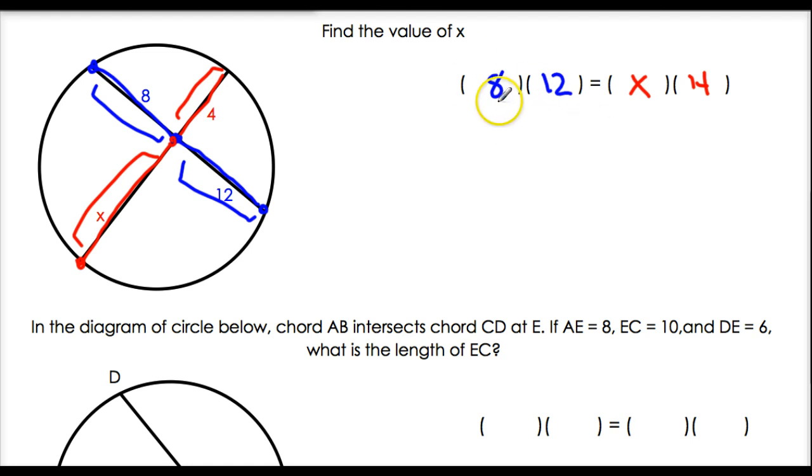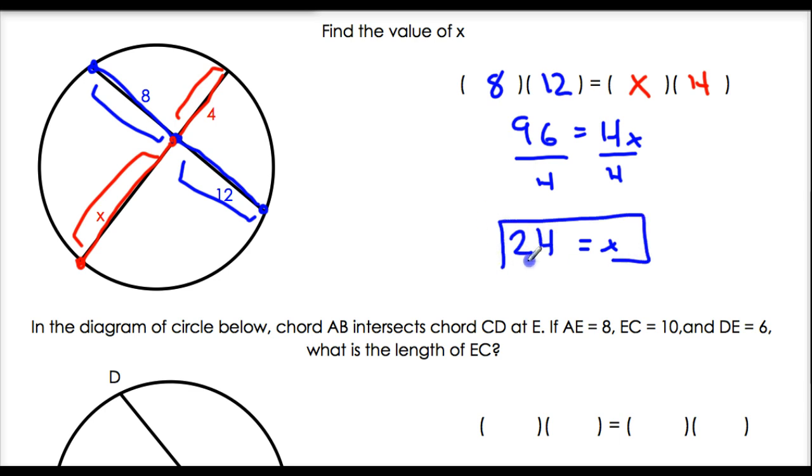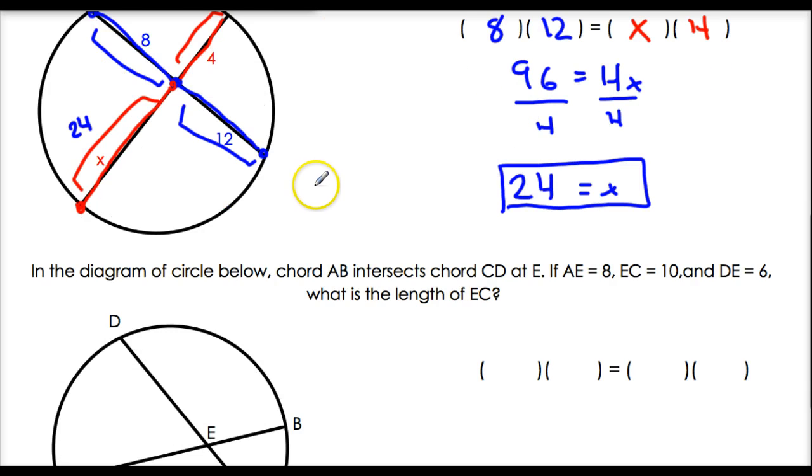So let's give it a shot. 8 times 12 is 96, which is equal to 4 times x, which is 4x. We divide both sides by 4, and we get x is equal to 24. Very, very cool, and very, very simple. If you just know what formula to use in this lesson, you're going to be good to go.